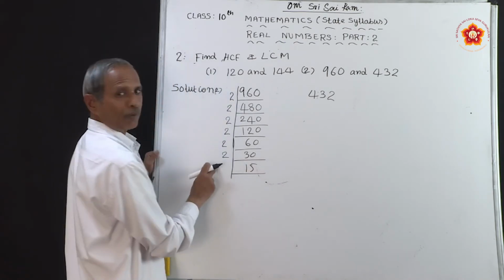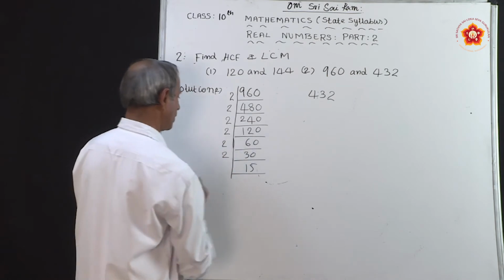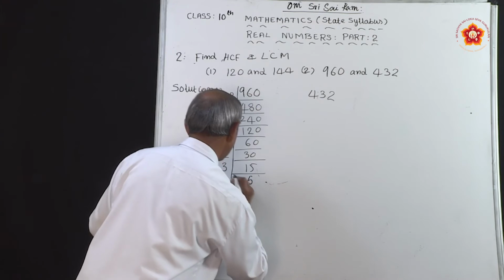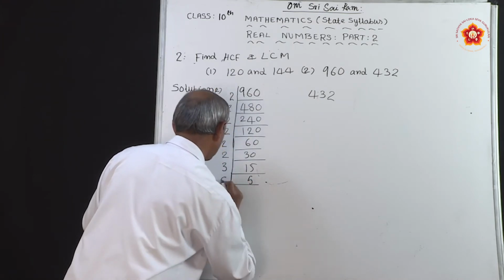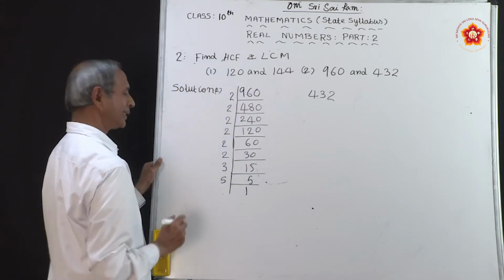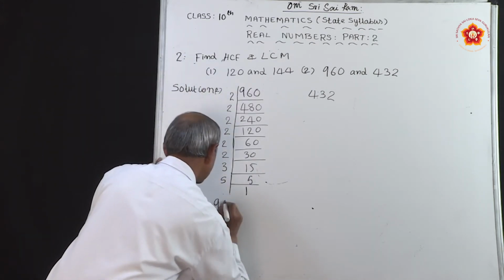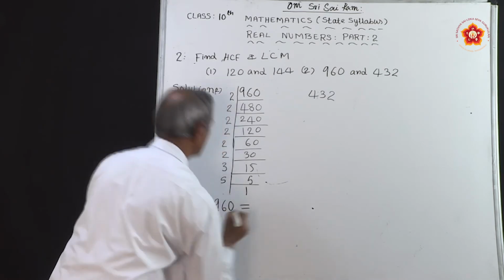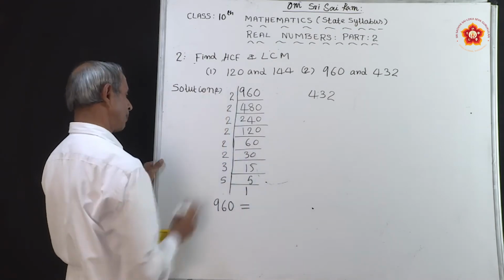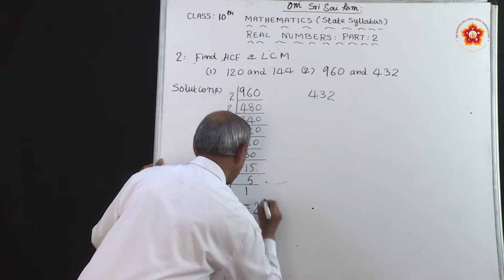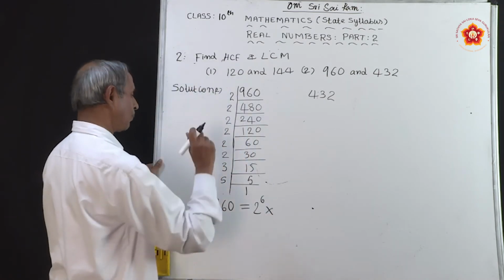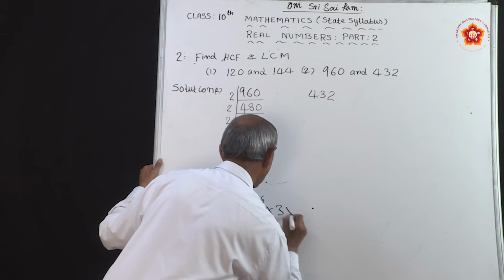Next, it is not divisible by 2 because it is an odd number. So, let us move to the next number 3. 3 5s are 15. Next 5 1s are 5. Now, let us write the factors of 960. 960 equals 1, 2, 3, 4, 5, 6 times 2 is repeating. Therefore, write it as 2 raised to the power of 6 multiplied by 3 into 5.